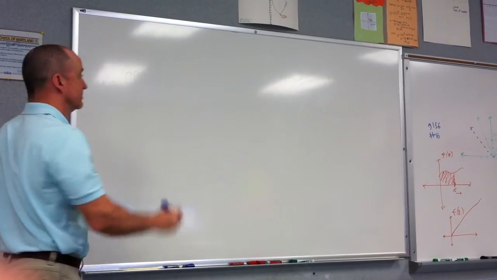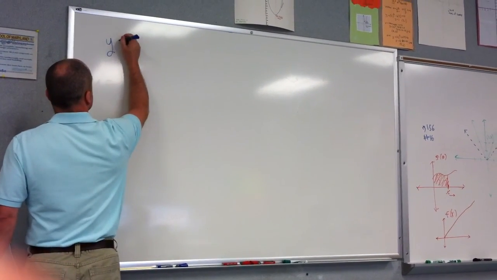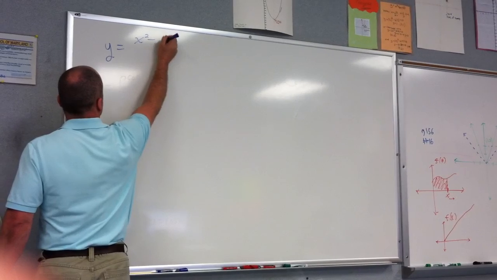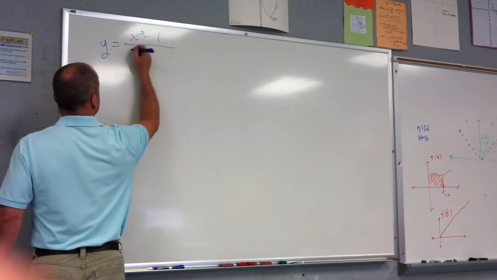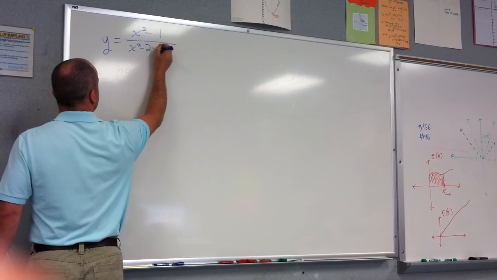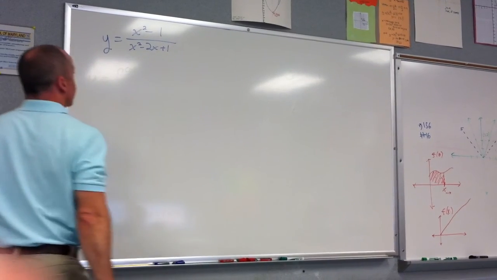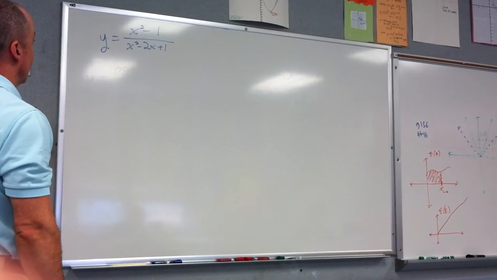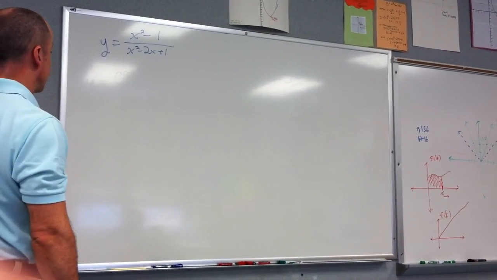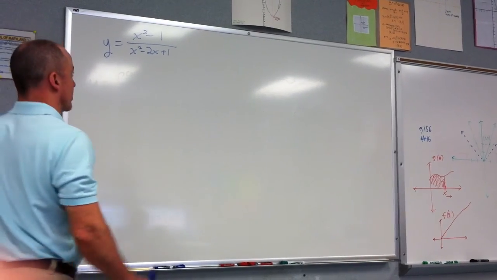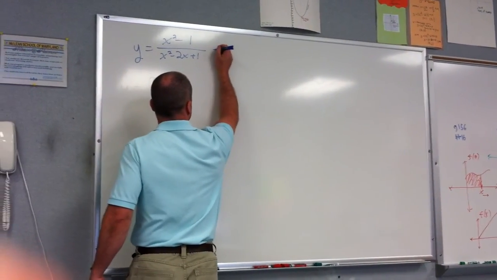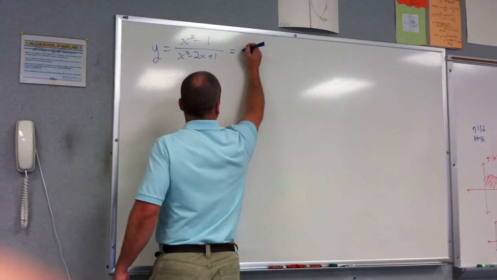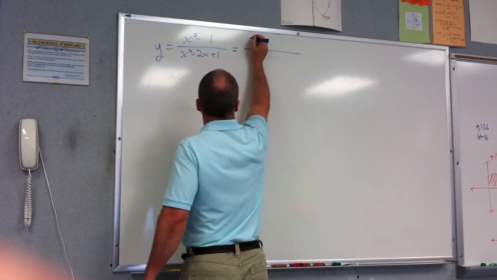It was y equals x squared minus 1 over x squared minus 2x plus 1. Alright, let's see what this one looks like. I could start noticing a few things, but I'll try and go in order. For one thing, it's the same degree, top and bottom, but I'll factor first.